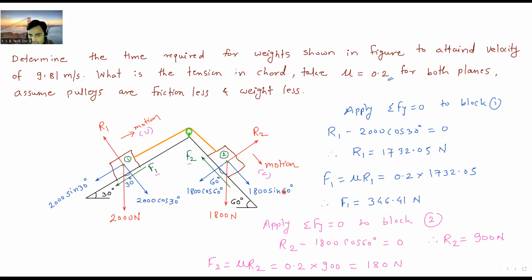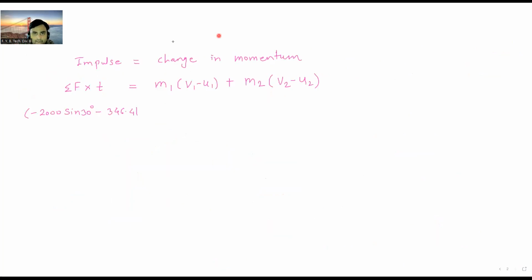But the motion is in this direction and the frictional force is in the opposite direction to the motion. So this value is again minus. So if I write here, it is 1800 plus 1800 sine 60 minus 180. This is summation F into time. We don't know it, we have to calculate it.